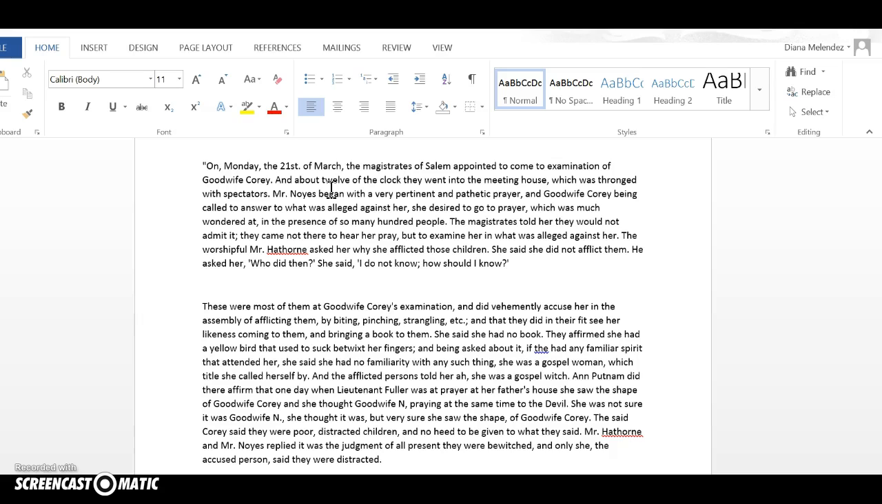The worshipful Mr. Haythorne asked her why she afflicted those children. She said she did not afflict them. He asked her, who did then? She said, I do not know. How should I know?